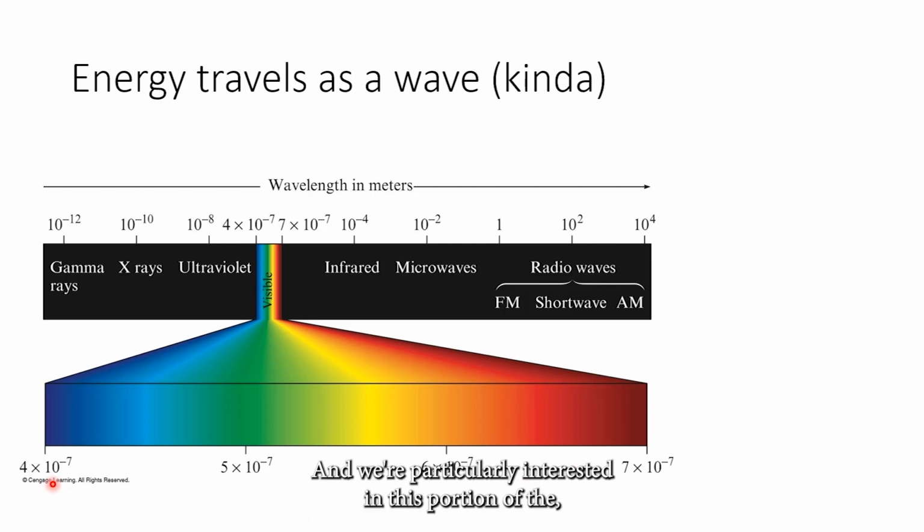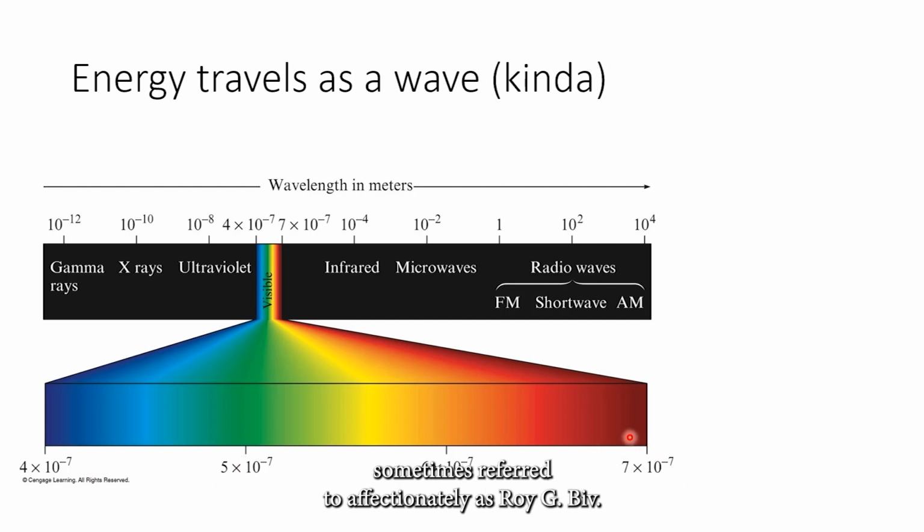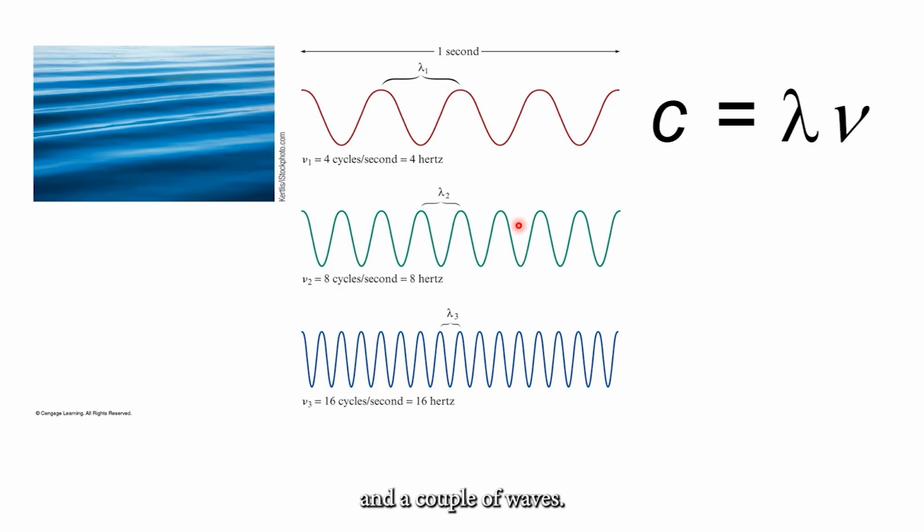We're particularly interested in this portion of the electromagnetic radiation spectrum, which we consider visible light, or we sometimes refer to affectionately as Roy G. Biv. If you notice here, as we go from the left to the right, the waves go from longer waves to shorter waves, and it also means our frequency goes opposite that. To that end, let's take a really quick look at a couple of formulas and a couple of waves.